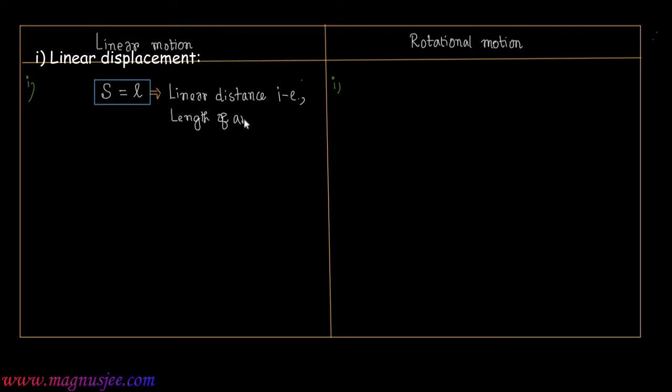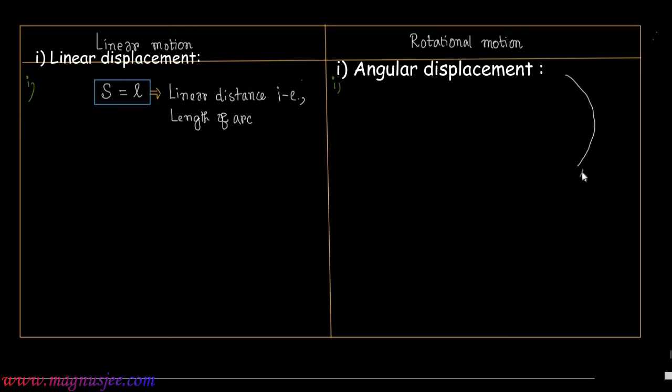On the right hand side, S is equal to L, which is the linear distance, that is, the length of an arc when a body is revolving in a circular orbit. Right hand side we can write angular displacement. AB is an arc.